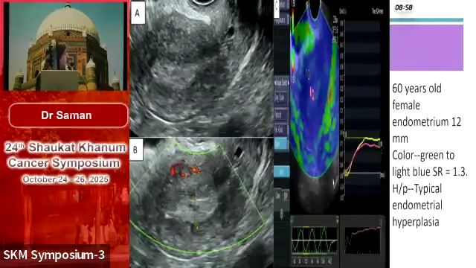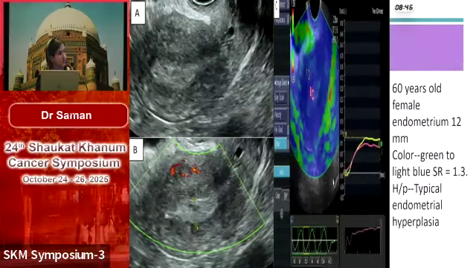And a low strain ratio, like in this case, you can see that the endometrium is light blue. It was a 60-year-old female with PV bleeding with endometrial thickening, but the strain ratio turned out to be 1.3, and on biopsy it turned out to be endometrial hyperplasia.